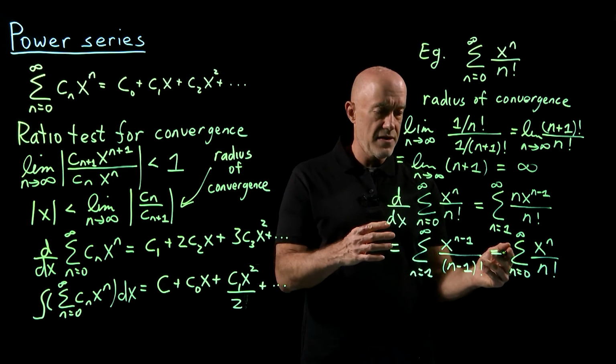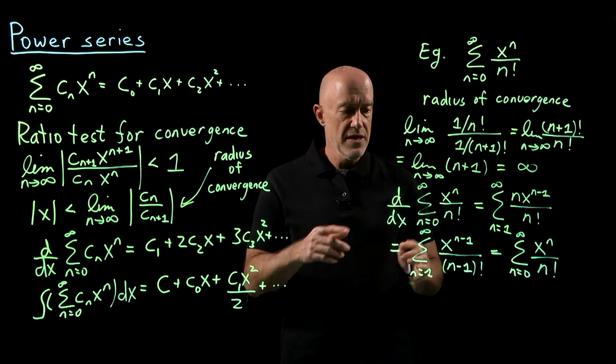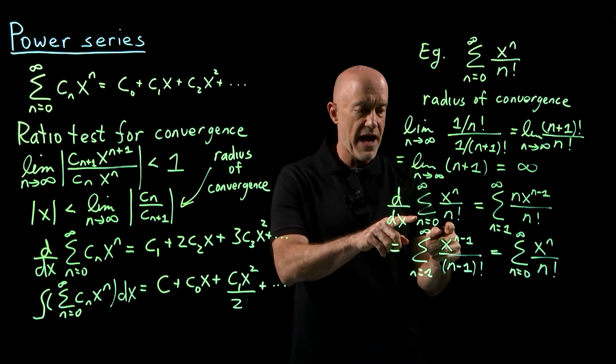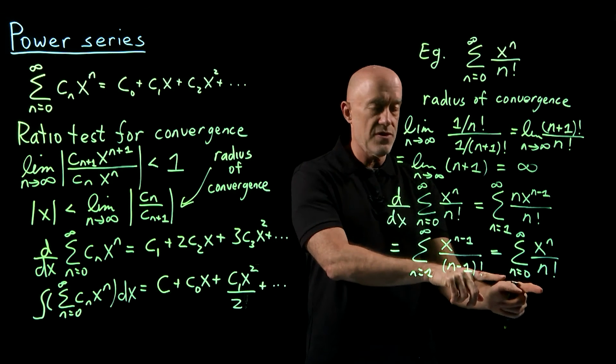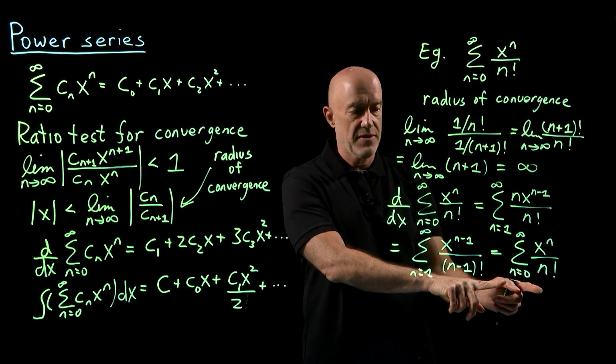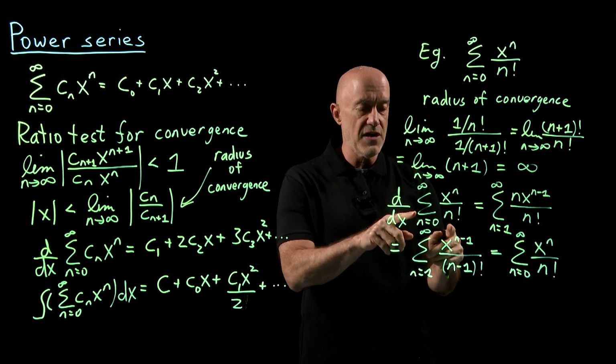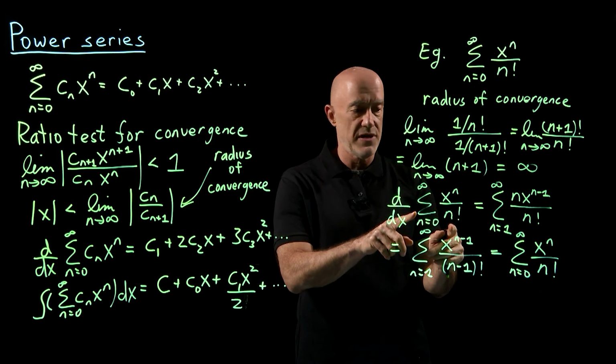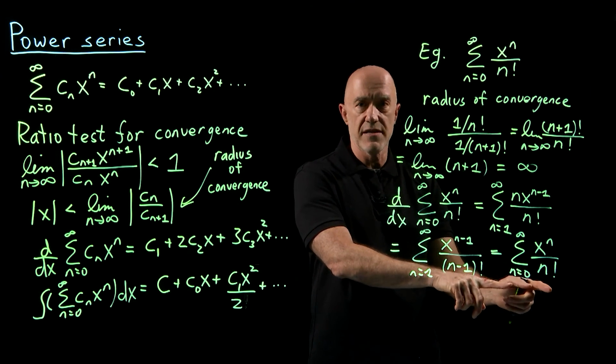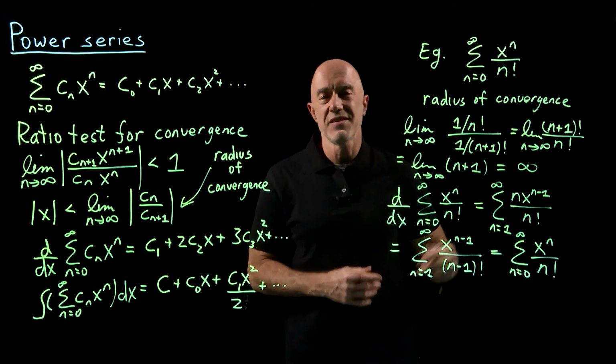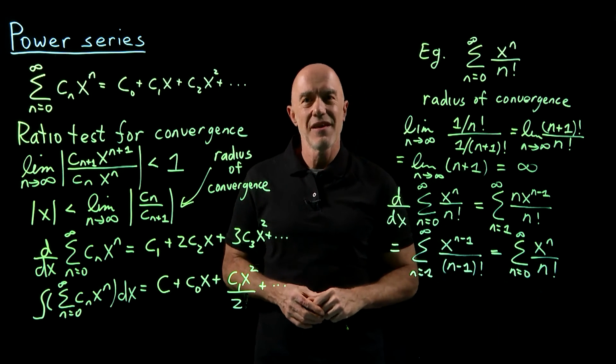But this is kind of an amazing result. This says that the derivative of this power series is equal to the same power series. Okay, the derivative of a function given by this power series is equal to the function. We'll see that this is the exponential function.